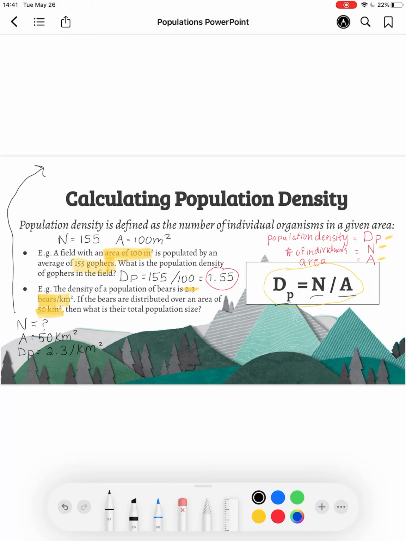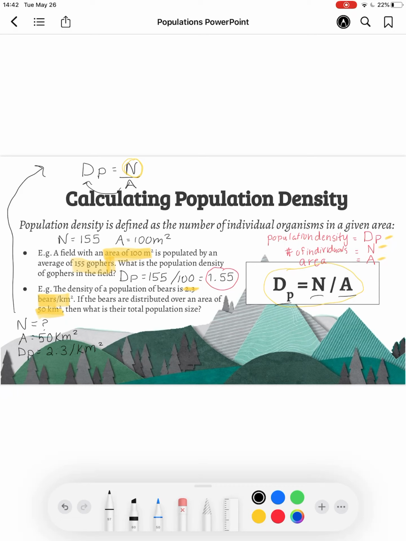So we need to find N. If I write out the formula, dP is equal to N divided by A. That's our formula. What I like to do is rearrange it before I plug the numbers in. So I want N to be by itself, which means I'm going to have to move this A over here.